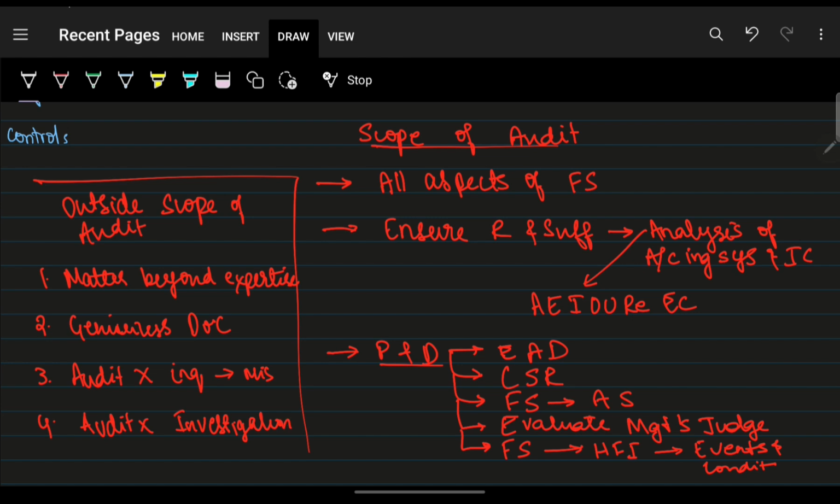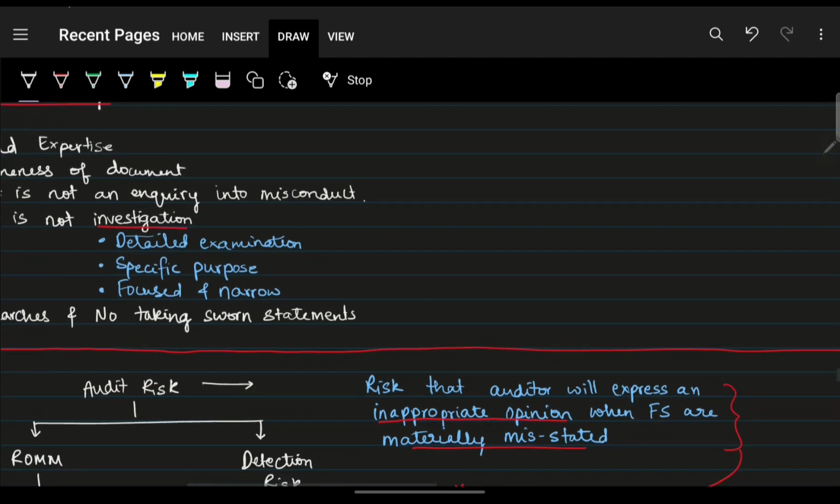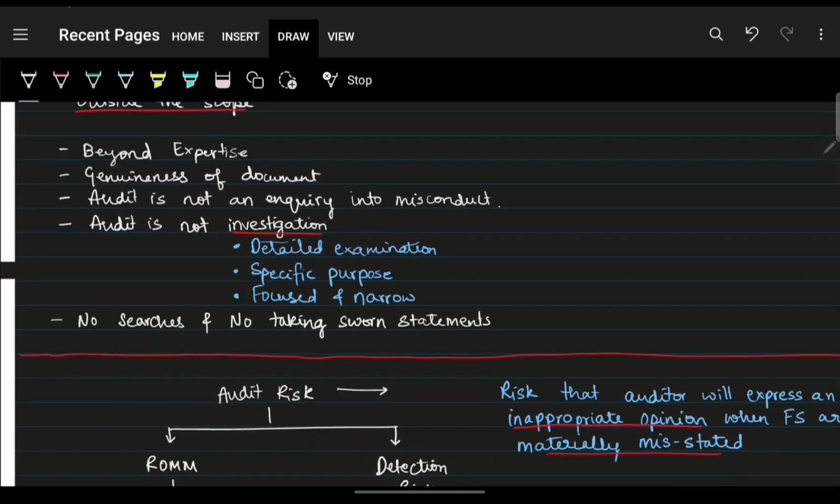Investigation is with a specific purpose, right? It has a specific purpose. It is focused and narrow, right? Lastly, what is there outside the scope of audit? What is the last thing outside the scope of audit? It is that we cannot conduct any searches, right? We cannot conduct any search, and we cannot take any sworn statements from any person.